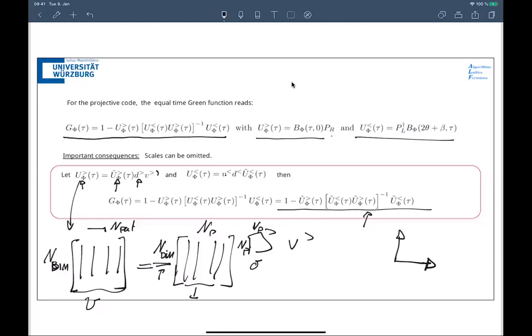And so there have been many papers, I think by Alejandro Muramatsu some time ago, trying to understand the physics of the projective Monte Carlo code from a geometrical point of view. So that's a very interesting property. It's also very useful because in the projective code, we normally do not have any stabilization issues.